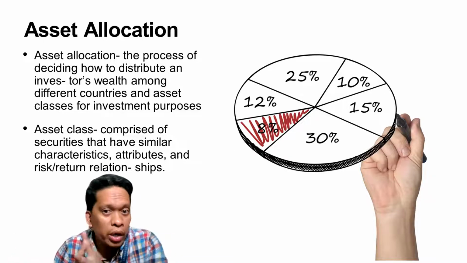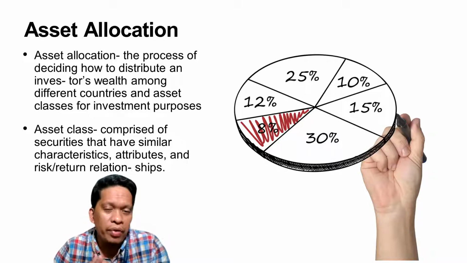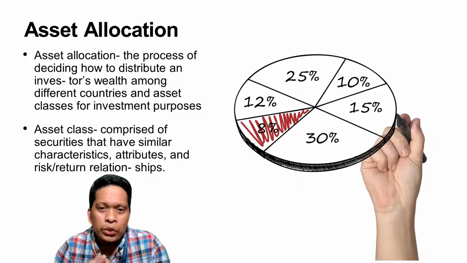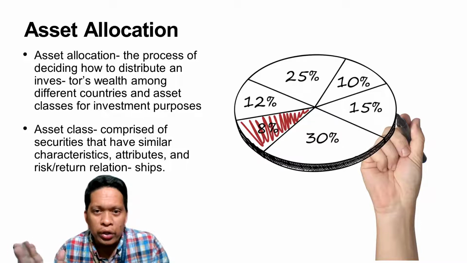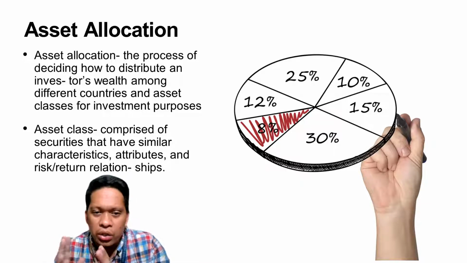So again, geographical location, countries, and then type of assets, the asset classes you have to identify for the purpose of an investment. We will have different goals in investing, but this asset allocation process will help you to reach your investment goals in the future. Number two is asset class. It comprises securities that have similar characteristics, attributes, and risk-return relationships.